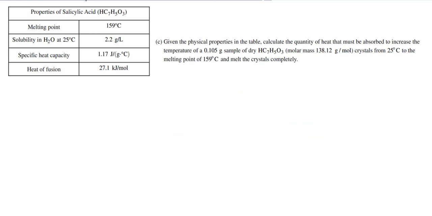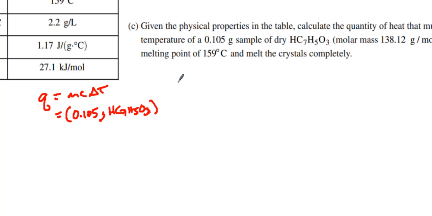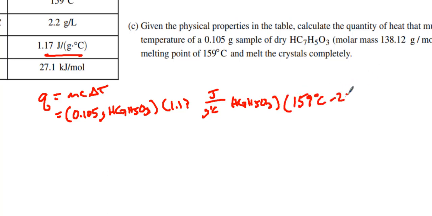The next one says we have 0.105 grams of this, and they give us the molar mass, and they say we have 25 degrees Celsius to 159 degrees Celsius. So right away, I think we're going to do a Q equals MC change in T problem. We want the mass of the sample, which is 0.105 grams of HC7H5O3. The specific heat capacity of salicylic acid is 1.17 joules per gram degrees Celsius of HC7H5O3. And what is my change in temperature? My change in temperature is 159 degrees Celsius minus 25 degrees Celsius.